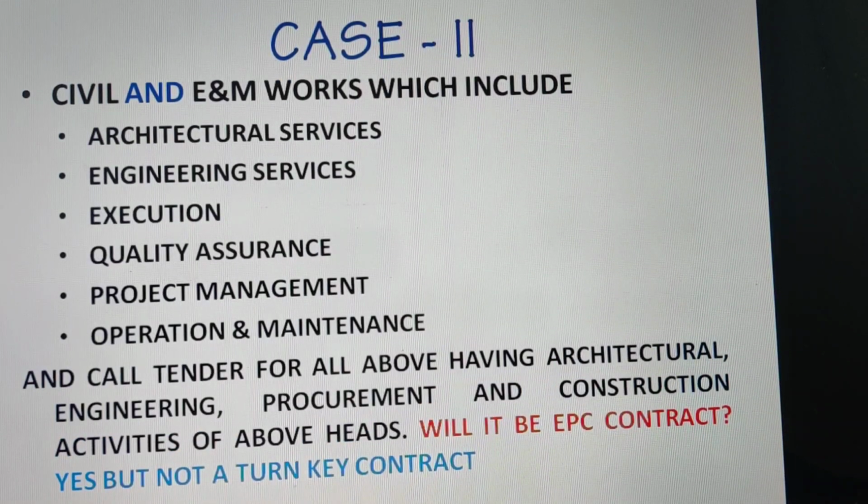Now let us see in case 2 that both civil and E&M works are included, and then architectural services are included, engineering services, execution, quality assurance, project management, operation and maintenance. Then will it be an EPC contract? The answer is again yes, but not a turnkey contract if something is missing from the scope of the work.